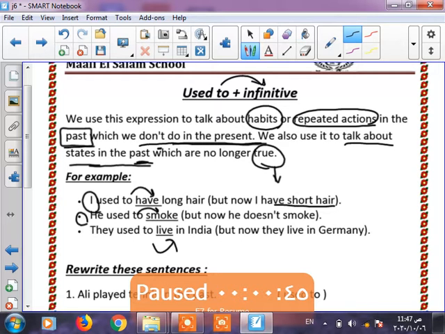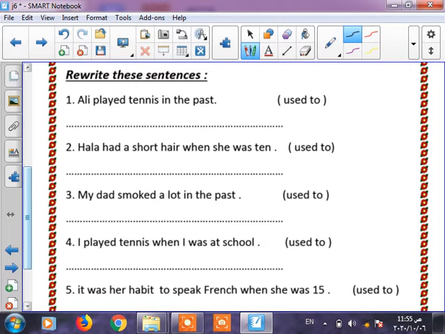So I have to cross out the ed. So Ali used to play tennis in the past.